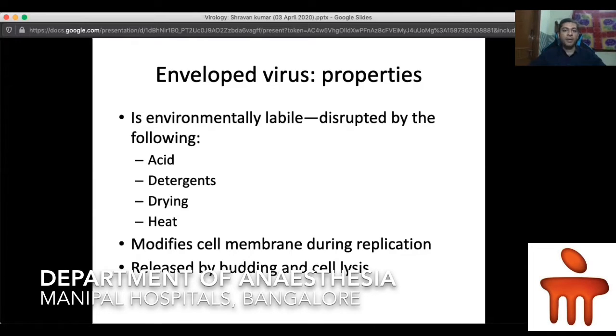The enveloped viruses are environmentally labile. They are disrupted by acids, detergent, drying, and heat. This is in sharp contrast with that of naked viruses. They are released by cell budding and by cell lysis. And when they are released, they generally modify the structure of the cellular membrane. In general, they also undergo some form of mutation because they are carrying the host cell machinery. So this is also different from that of a naked virus.